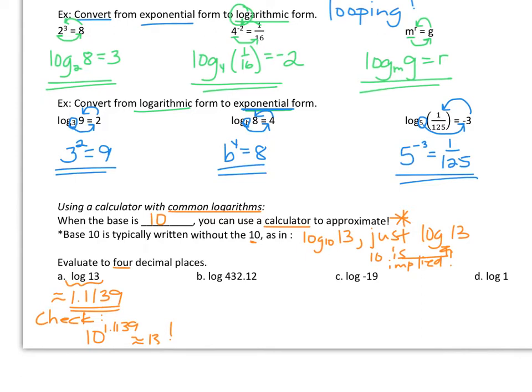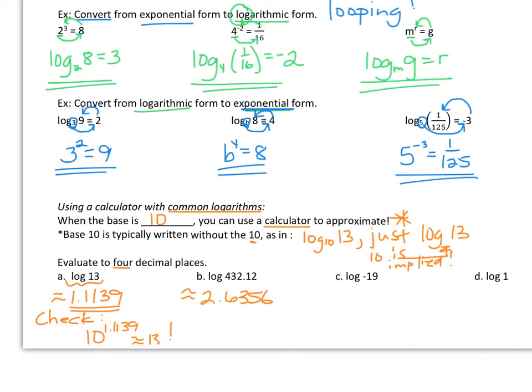All right, the next one, log of 432.12. Our answer should be bigger since this number is bigger than 13, obviously. So if we type in log 432.12 on our calculator, we're going to get approximately 2.6356. So if we took 10 to that power, we'd get approximately 432.12.